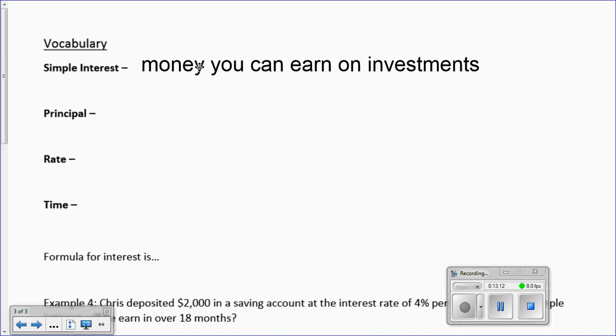So simple interest is money that you can earn on investments. So when we put money into a bank, we can actually earn money just by leaving it in a bank.